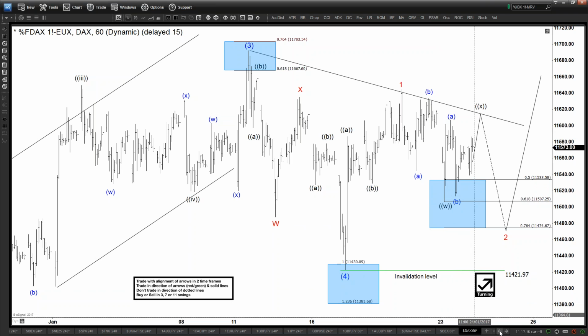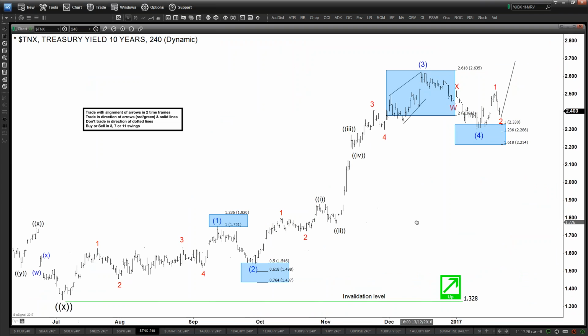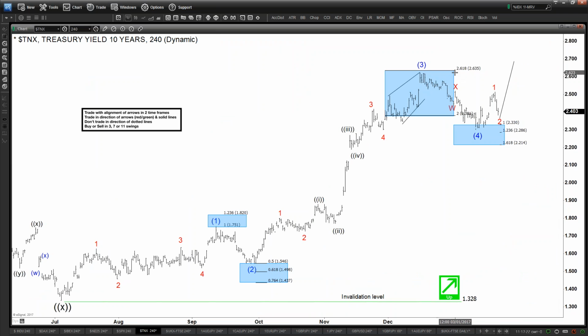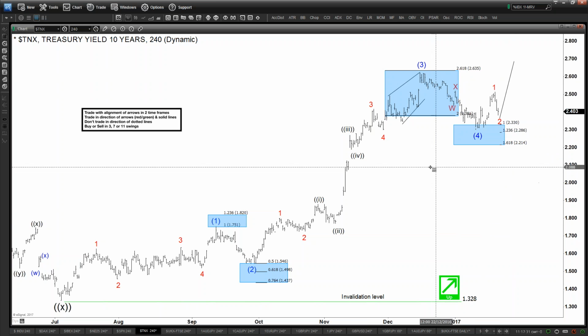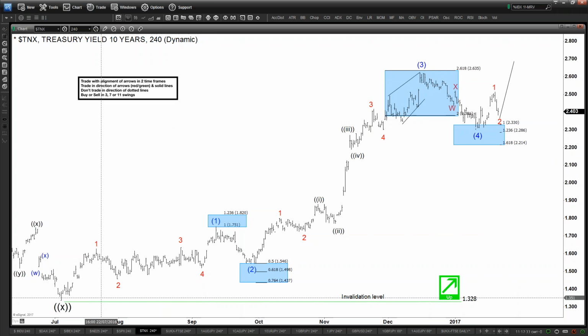All right. Now talking about the Dow and the S&P. Okay, TNX, same idea. As long as this low holds, we'll be calling it higher. If this level breaks, it can do the double and go to the 218.7 to 11 area before turning higher again.